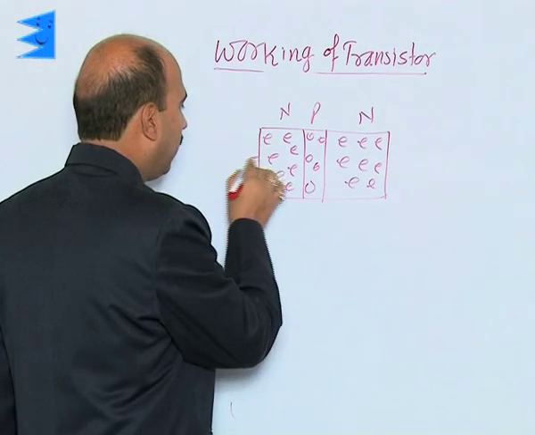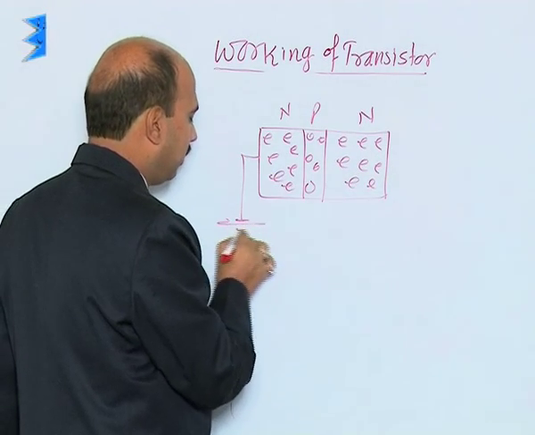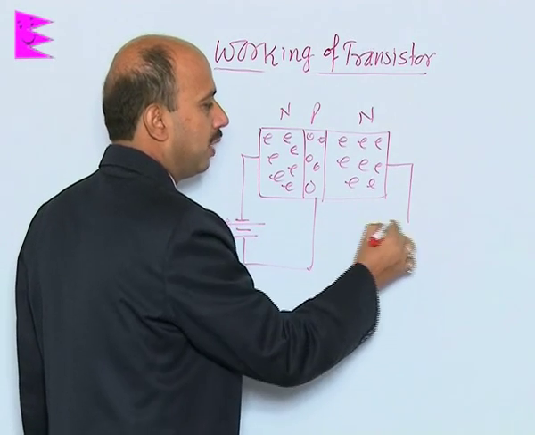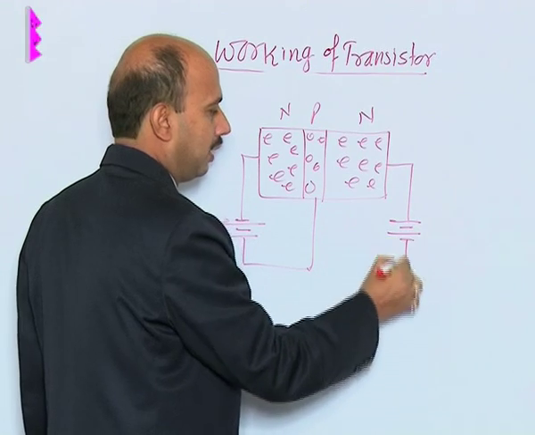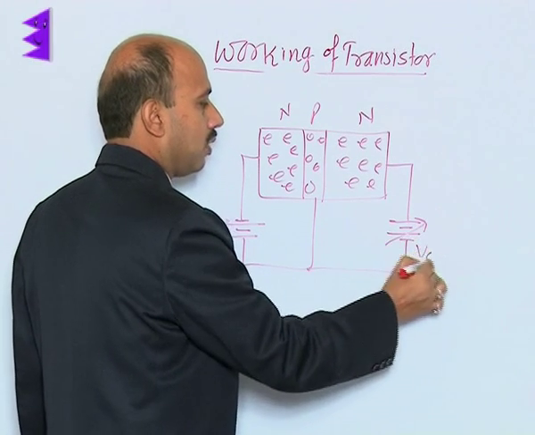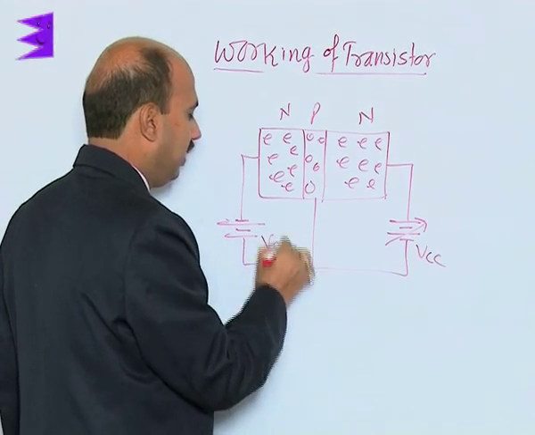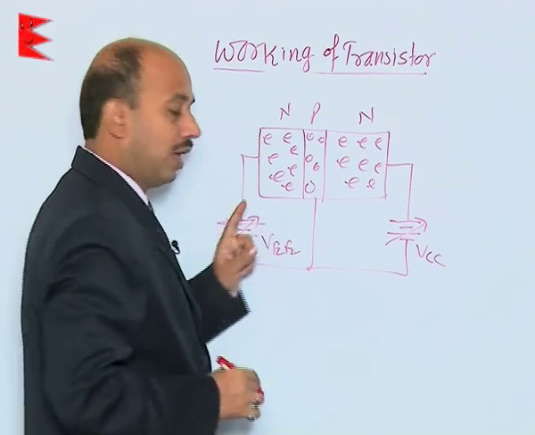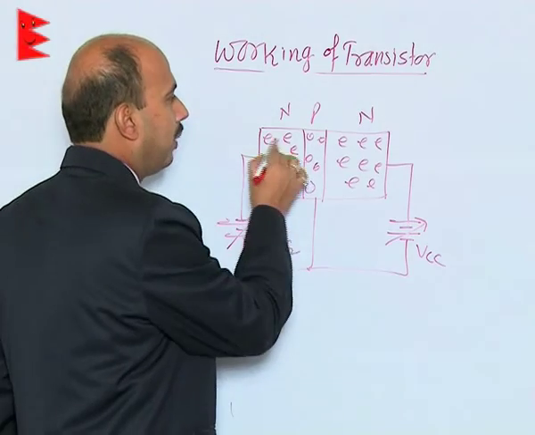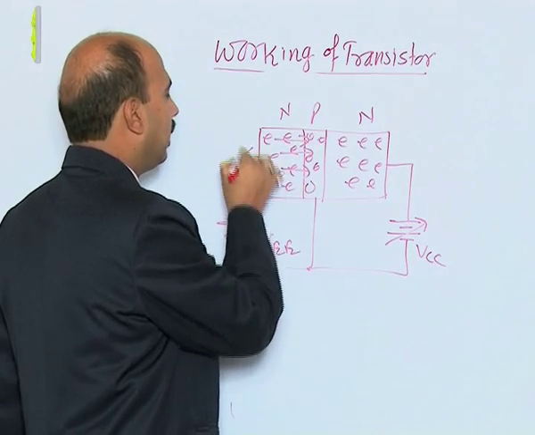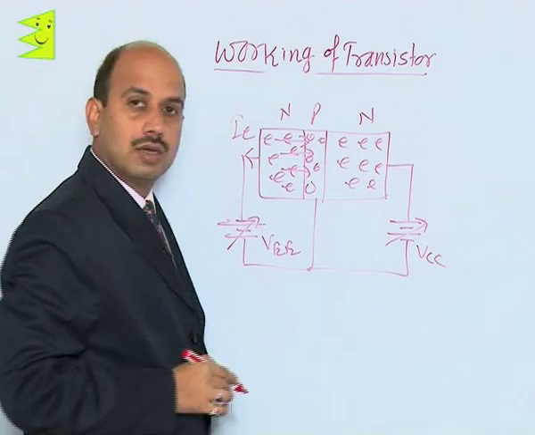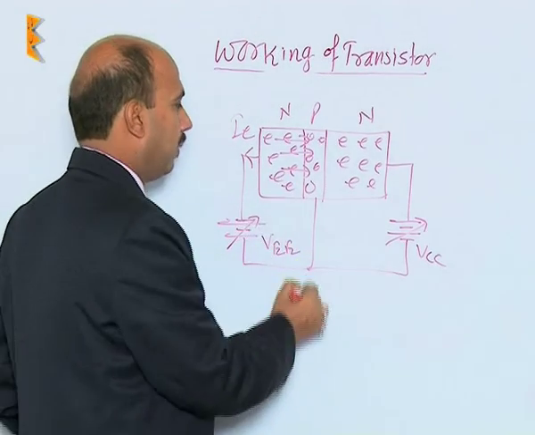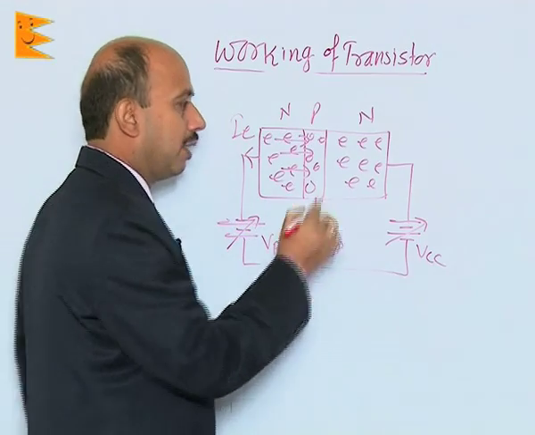Now this one is in forward biasing, so it has to be connected with the negative and this with the positive. The collector has to be in reverse bias, so it is connected positive and negative like this. These are VCC and VEE. Due to the forward biasing of the emitter base junction, electrons move to this side, so the current coming outside is IE. When these electrons combine with the holes, the holes are compensated from here, so the direction of current is IB.